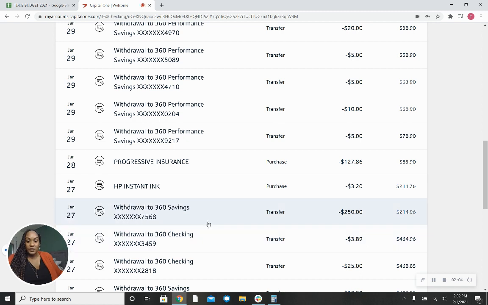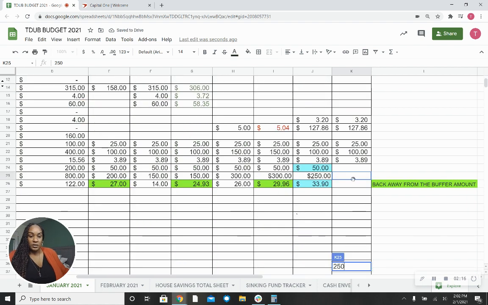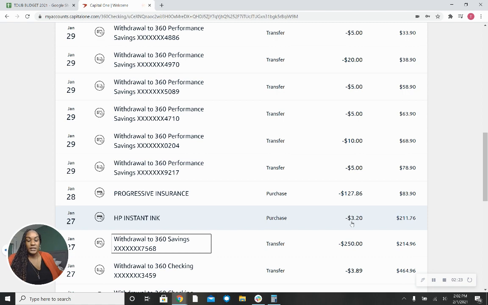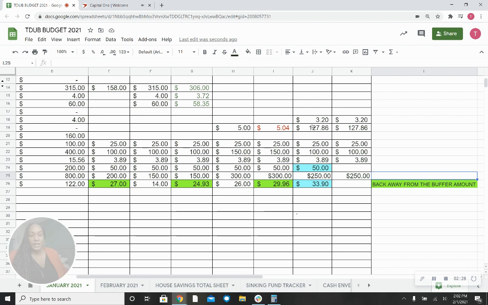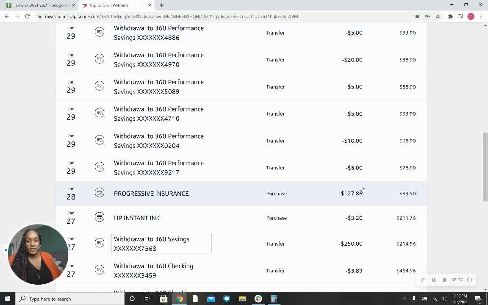$389 for our zero out savings challenge. And $250 went to the house. So zero out savings challenge went as planned. $250 went as planned. Put that down. And let's keep scrolling. $3.20 came out for Instant Ink, and $127.86. I believe we had already filled that out. Correct. $3.20 was actual. $3.20, $127.86. It was very nice because the car insurance went down from $150 something to $120 something.